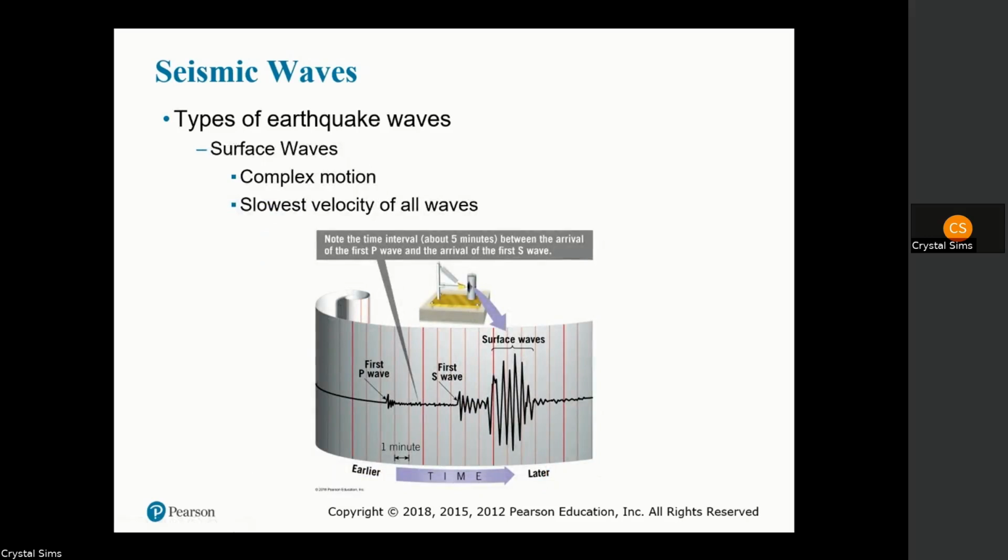Surface waves have a complex motion. One type causes the Earth's surface to move up and down, kind of like the waves on an ocean moving the ships. And the second type of surface waves causes the Earth's surface to move from side to side. So we've got two different types, but these move the slowest of all of the waves.